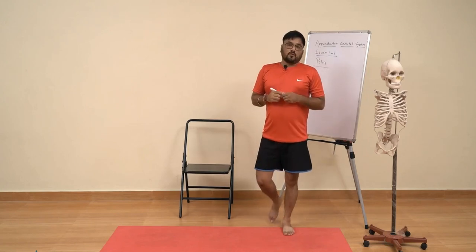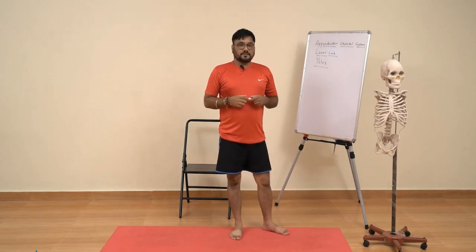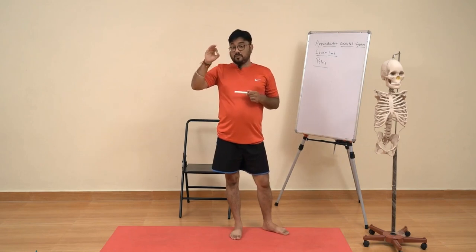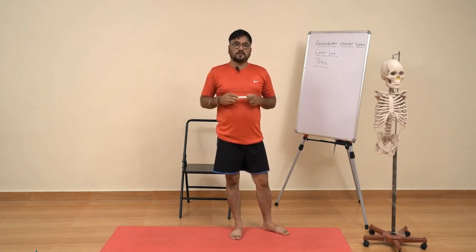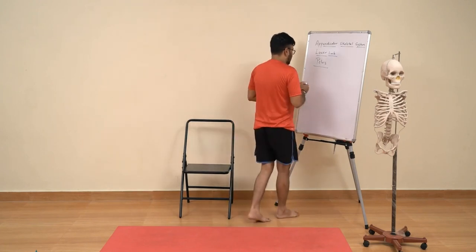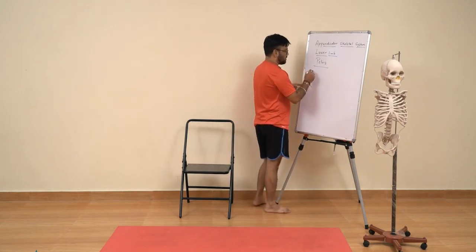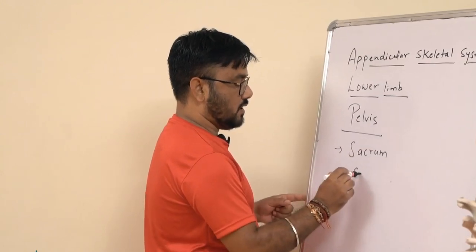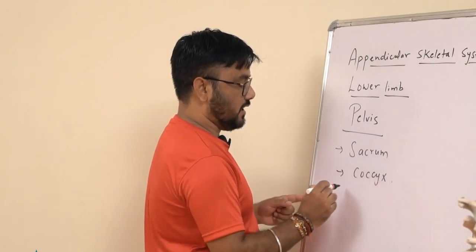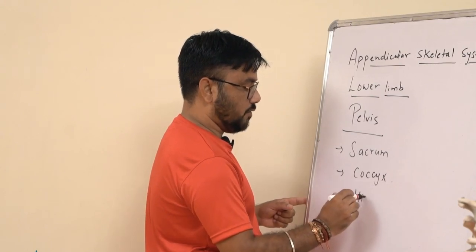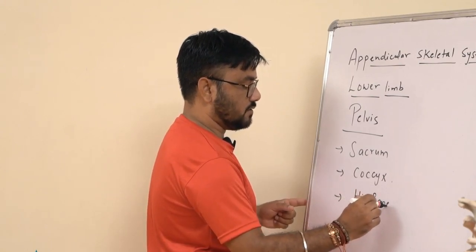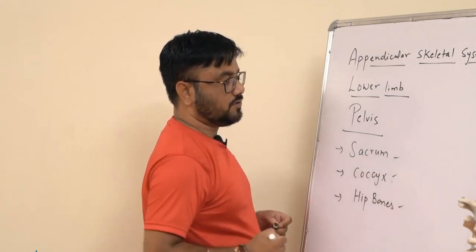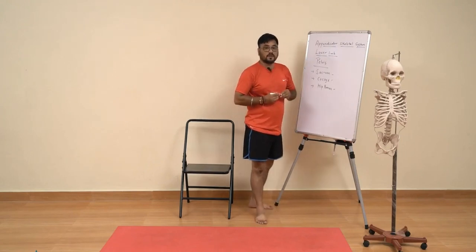The different bones that form the pelvis, this is the first question, what are the different bones that form the pelvic girdle? So the three bones that we consider under the pelvis are, first, the sacrum, then the coccyx, that is your tailbone, and the hip bones. So these three categories of bones form your pelvic girdle.